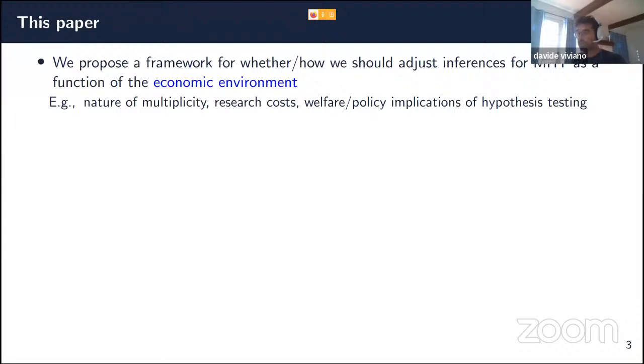in your research process. So for instance, you can have different natures of multiplicity. That is, you may want to test for multiple treatments or multiple outcomes or multiple subgroups and so on. You may also take into account the research cost of testing more and more hypotheses. And finally, you may also want to take into account the welfare or the policy implication that your recommendation, that is your hypothesis test, will induce.